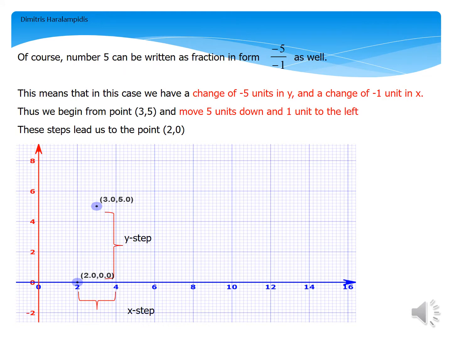Of course, the number 5 can be written as a fraction in the form negative 5 over negative 1 as well. This means that in this case we have a change of negative 5 units in y and a change of negative 1 unit in x. Thus, we can begin from point 3, 5 and move 5 units down and 1 unit to the left. These steps will lead us to the point with coordinates 2 and 0.